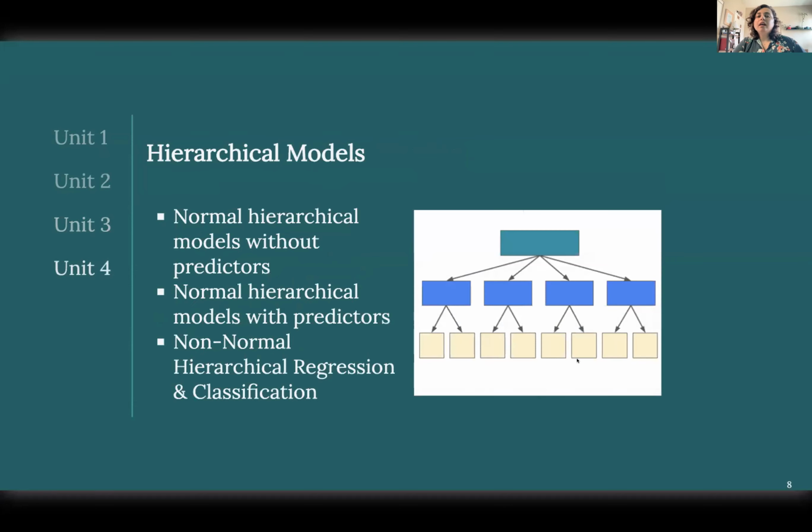projects. And then the last part is hierarchical models. So again, the book is more comprehensive than the course itself. I do cover in the course the normal hierarchical models without predictors and with predictors, but I do not make it to the non-normal hierarchical regression.